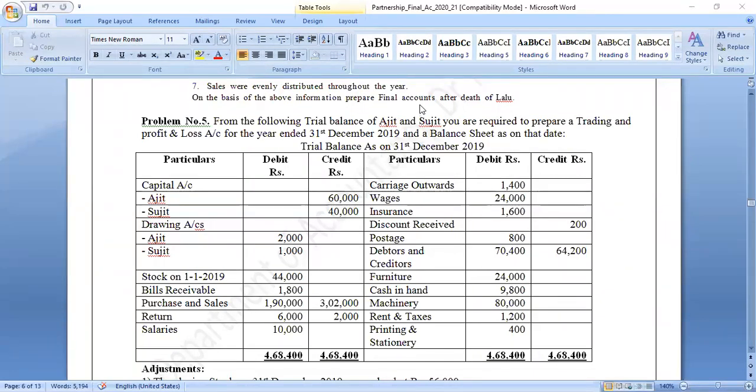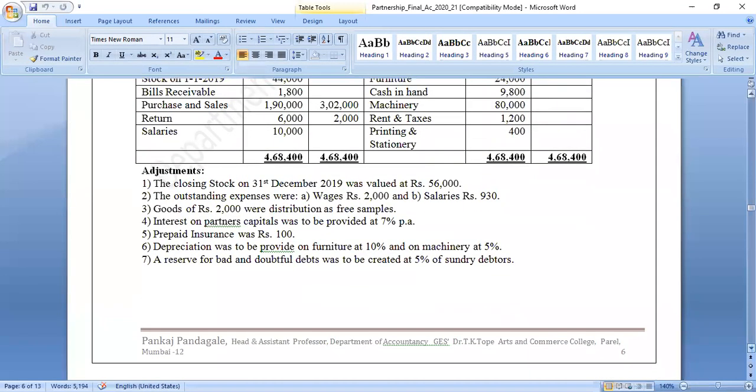Postage 800. Debtors and creditors 70,400 and 64,200. Furniture 24,000. Cash in hand 9,800. Machinery 80,000. Rent and taxes 1,200. Printing and stationery 400. Total of both the sides 4,68,400. Adjustments: the closing stock on 31st December 2019 was valued at 56,000.